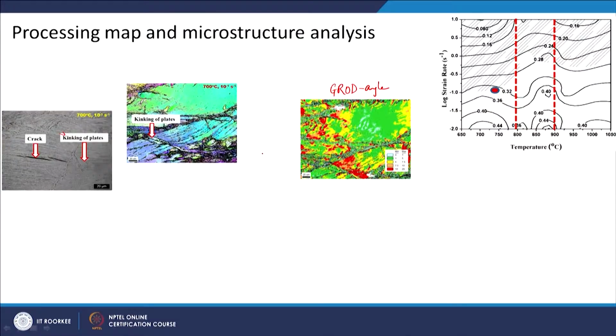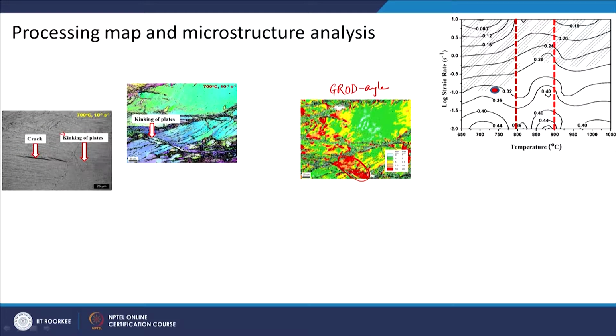If you see this particular grain which we have shown here, there is a very high value of GROD, and on the other side of the kink you again see a very low value. That means whatever strain energy was developing got released through this kinking process, and on the other side you do not see any development or any high value. So, the accumulation of deformation within the grain gives rise to this kinking; that is what we proposed.